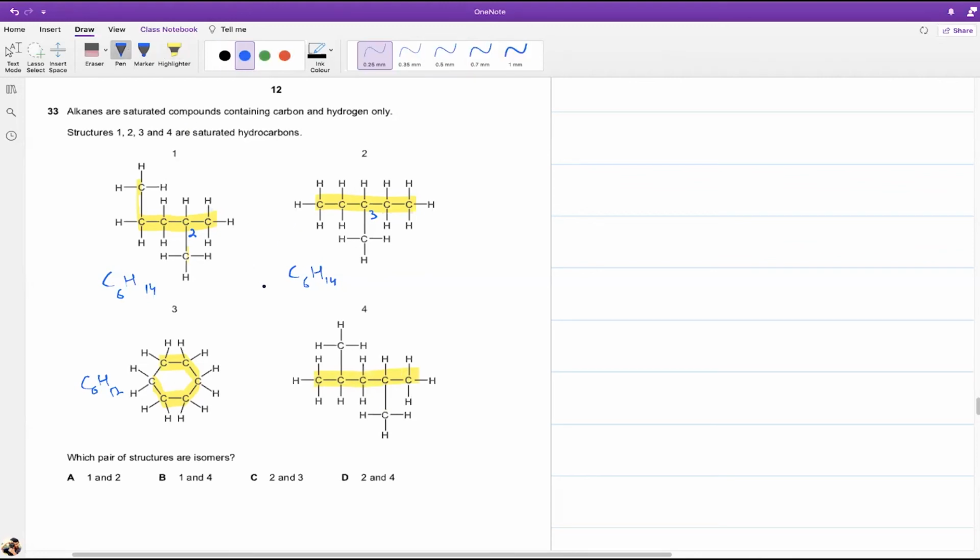So 1 and 2 are isomers because they have different structures. In one of them, there's a branch on the second one, and in the other, the branch is on the third one. And they have the same molecular formula, C6H14. So that is clearly our answer.